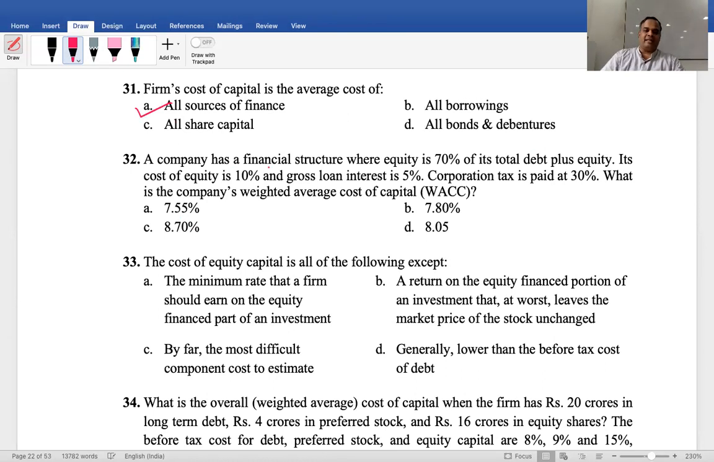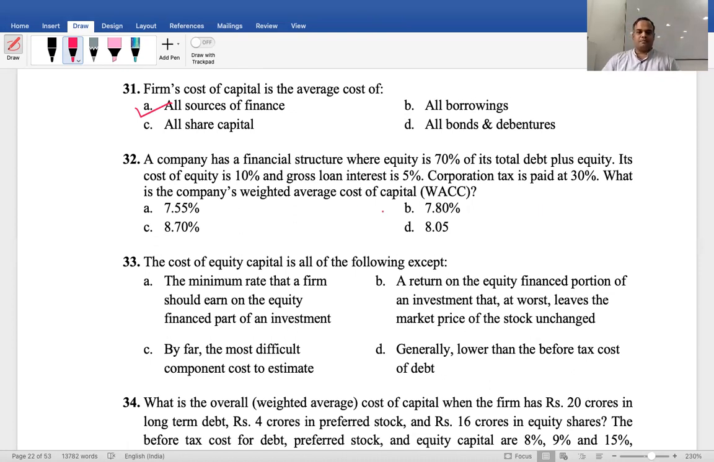The company has a financial structure where equity is 70% of its total debt plus equity. Its cost of equity is 10% and the gross loan interest is 5%. Corporate tax paid is 30%. What is the weighted average cost of capital? So first column, source of fund. Source of fund, what? First column, kindly note it down. Under source of fund, equity and debt, one by one. Second column, cost.